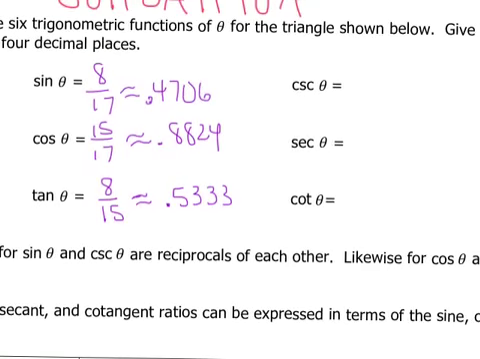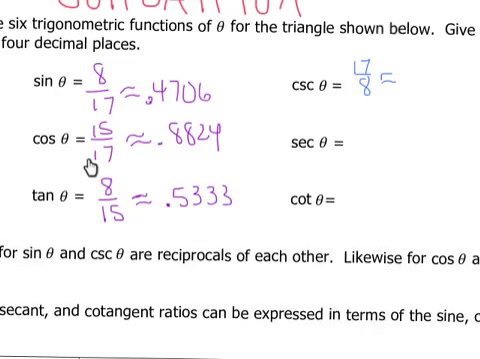are just the reciprocal ratios. So take the sine, cosine, tangent ratios and just take the reciprocal of them, right? So cosecant of theta would be then 17 over 8. You will have to divide that out again on your calculators.